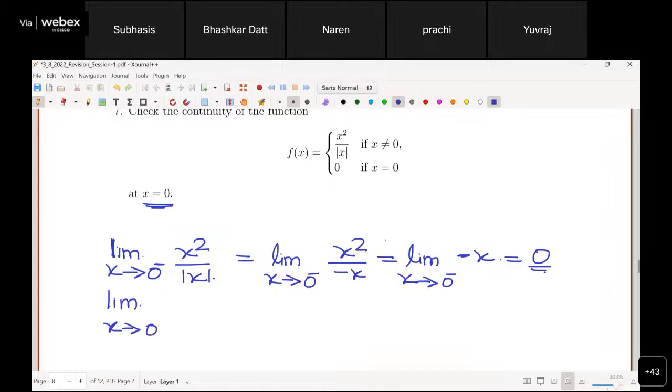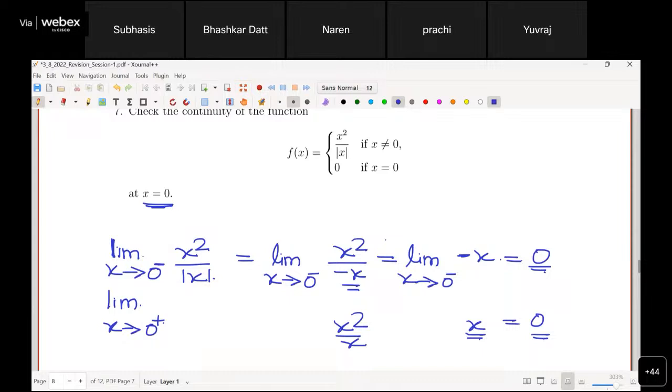Similarly, you can check that the right hand limit is also 0. Instead of minus x here, you will get x squared by x, so eventually you will get 0. So the left hand limit and right hand limit exist, which means the limit of the function at x equal to 0 exists.